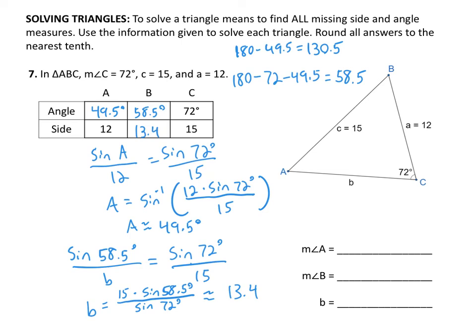Let's just check to see if these are reasonable answers. The biggest angle is 72 degrees, and the biggest side is opposite of it, 15. The smallest angle is 49.5 and the side opposite is the smallest side, 12. And for B, it's the middle angle, 58.5, between the other two, and the side length is between the other two. That passes the eye test very well. I don't want to write it in all the lines down there. The table is completely filled out. Let's move on to the last problem.